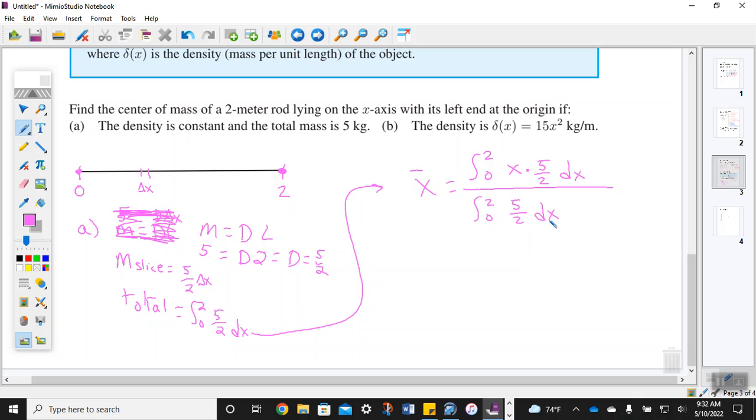Okay, so let's check this. Again, we know that the density is constant here, so we think the center of mass is probably where? Right in the middle, at what value? Okay, let's see what happens here. Let's do this top integral right here.